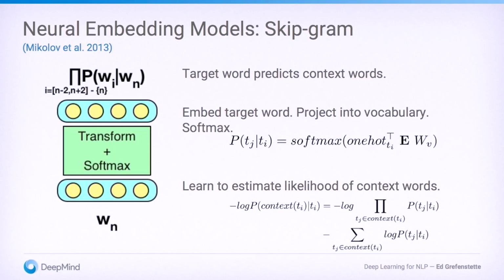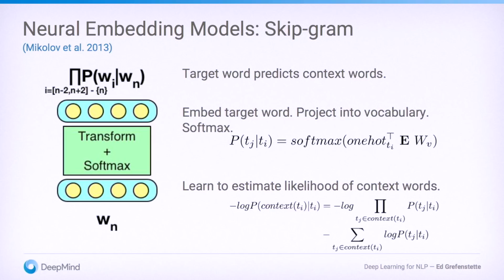That gives a distribution over words that might be in the context. The negative log likelihood of the context words is going to be the negative log of the product of the probability of each context word given the target word that you've observed. And that nicely goes out to a sum.